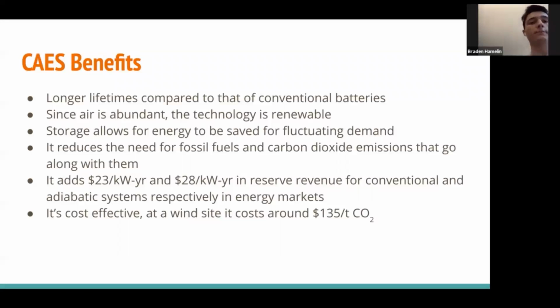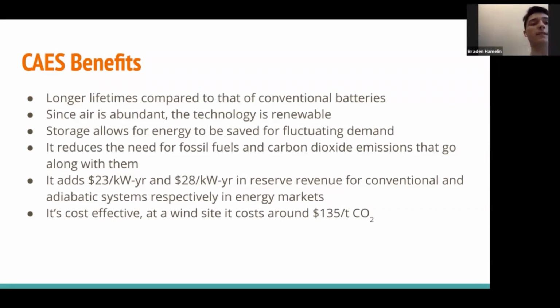And as we mentioned, air is abundant all around. The technology is renewable. You can use wind power, solar power, I believe you can use water power, so you can always renew it. The storage allows energy to be saved for fluctuating demand. Say it's nighttime, and energy demand is higher because people are using lights and cooking dinner. But with this higher demand, you have less energy because the sun is not out and the wind may not be blowing. You need a way to have energy to meet that demand so that it reduces your reliance on fossil fuels. And when you reduce your reliance on fossil fuels, you reduce the carbon dioxide emissions that go along with them. Pretty simple there.